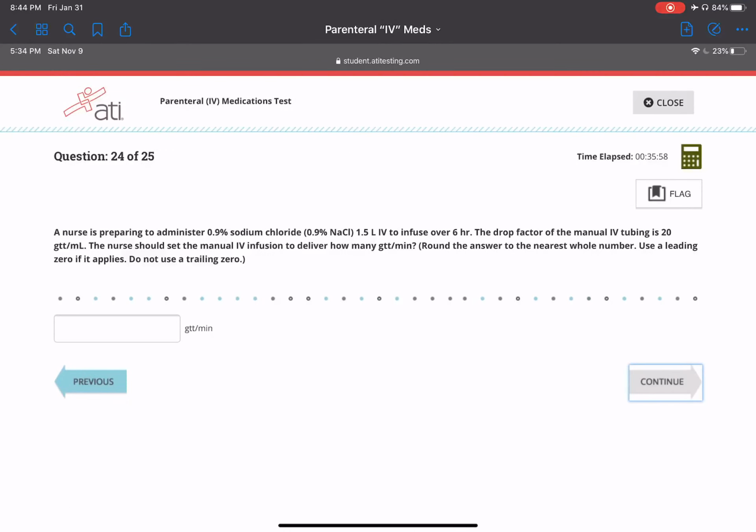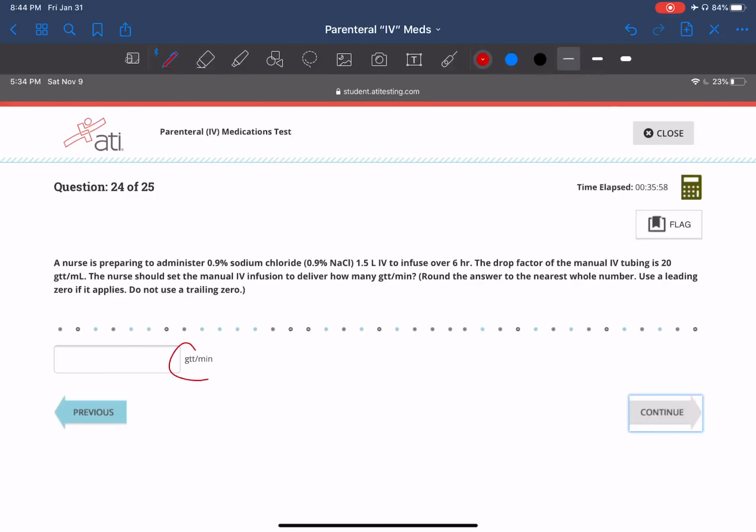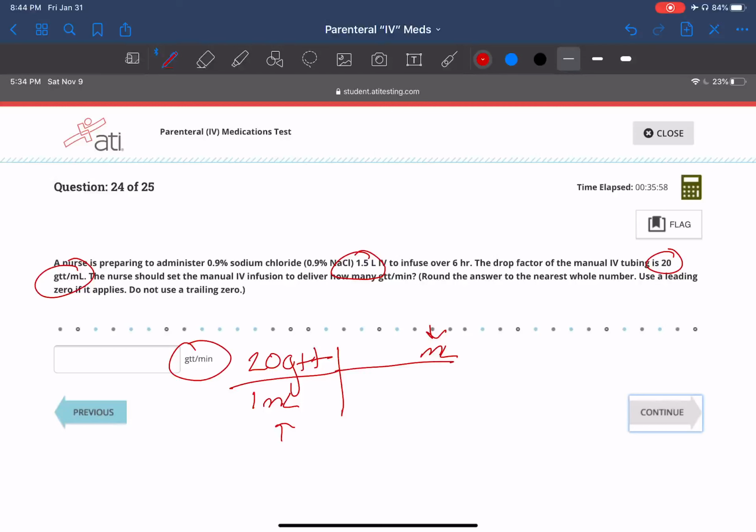All right, and the next problem, GTT per minute. So go ahead and pause and read the question. So we find the GTT in the problem, which is 20 GTT per 1 ml. Then we have an ml down here, so we need an ml up here. And the only other liter in the problem is 1.5 liters. So we need to change the 1.5 liters to ml because it says GTT per ml.